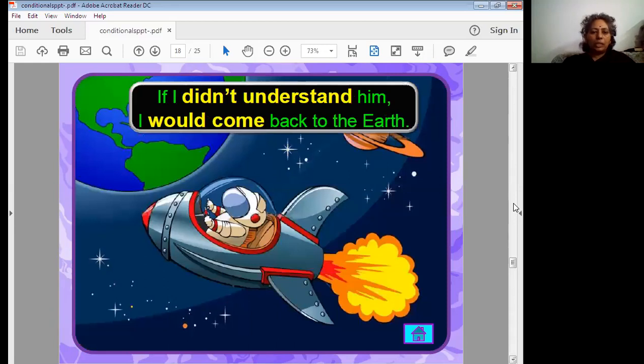Next sentence you see here. If I didn't understand him, I would come back to the earth. So here, another pattern, I have given the negative form. If I didn't understand him, I would come.